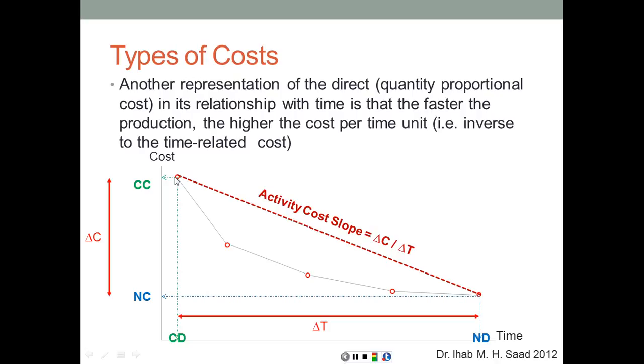The slope connecting these two dots, the crash point and the normal point, we're going to get what's called activity cost slope. Activity cost slope represents the average increase in cost by shortening the activity by 1 day. So delta C over delta T, how much is it going to cost on average for shortening the activity by 1 day? The units of the activity cost slope are going to be dollars per day or dollars per hour, depending on the units of that time on the horizontal axis.